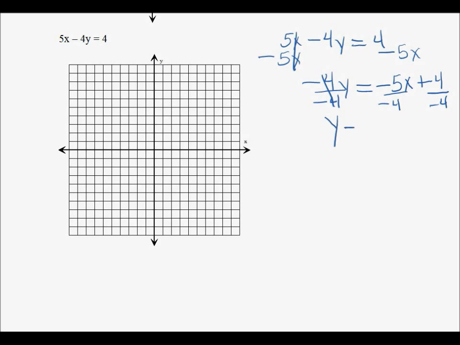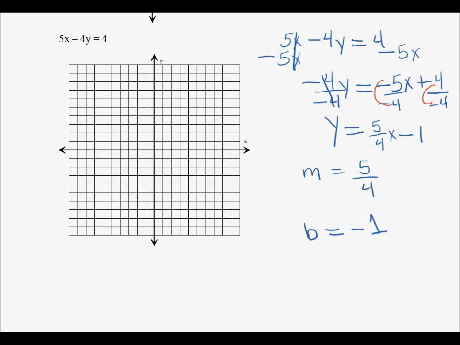That leaves me with y is equal to, now when I look here, I have a negative 5 divided by a negative 4, so I know that becomes positive because a negative divided by a negative is positive. So this would be 5 over 4x. And then I look here, a positive 4 divided by a negative 4 is negative 1, yeah? So this would be minus 1. So my slope in this case is 5 over 4, and my y-intercept is negative 1. It's a fairly simple process, okay?